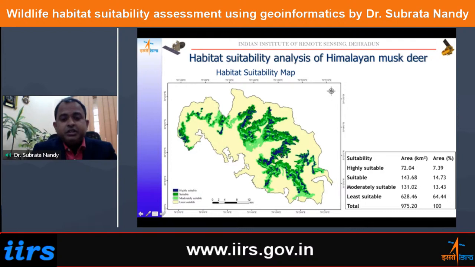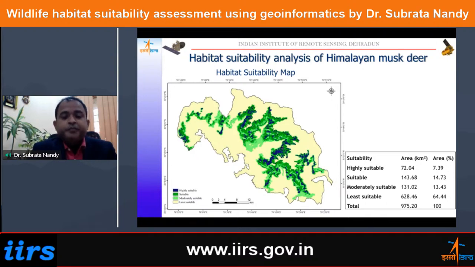Here you can see this dark color is highly suitable. Then you have suitable, moderately suitable, and least suitable. These maps are very good from the point of view of wildlife management, as well as development activities. This is a protected area, but in an area which is not protected, if some development activities are proposed, you can say this should not be allowed in these areas, as they are highly suitable for the animal, in this case the musk deer.